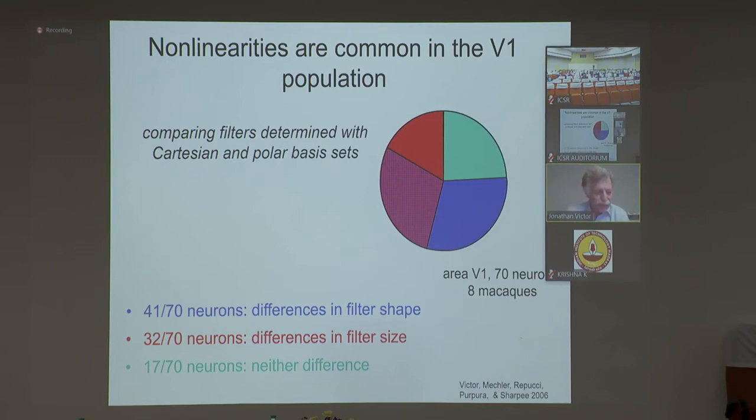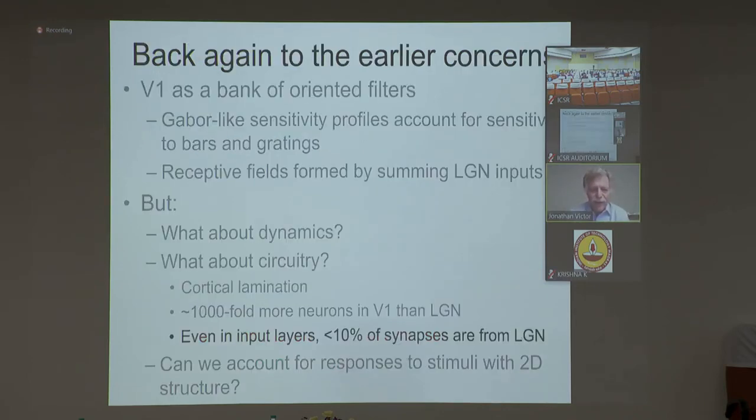So just to summarize where we are, we started out with the idea that V1 could be viewed as a bank of oriented filters. We recognized that we needed to pay a lot more attention to dynamics and that the circuitry was at odds with this, that nearly all of the inputs to a typical visual neuron don't come from the thalamus, but come from other cortical neurons. And possibly as a result of not paying too much attention to the anatomy, we found that the idea of a feed-forward model doesn't really account for responses of neurons.